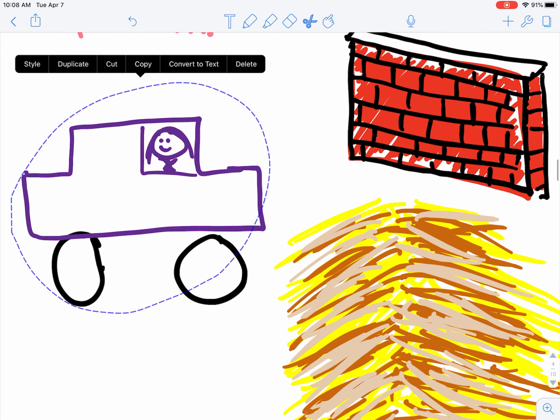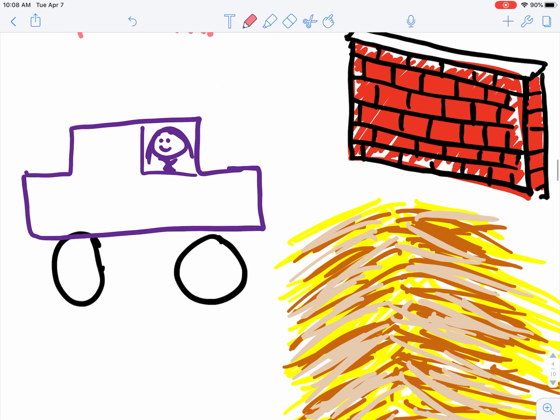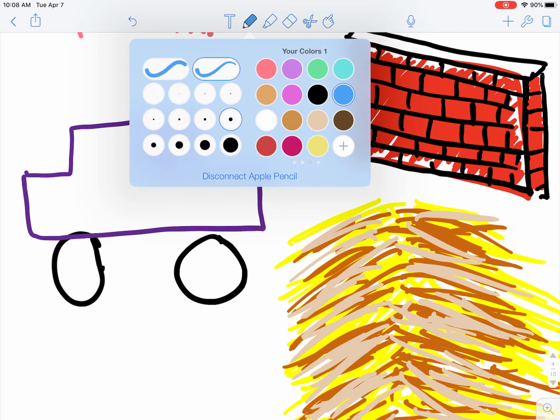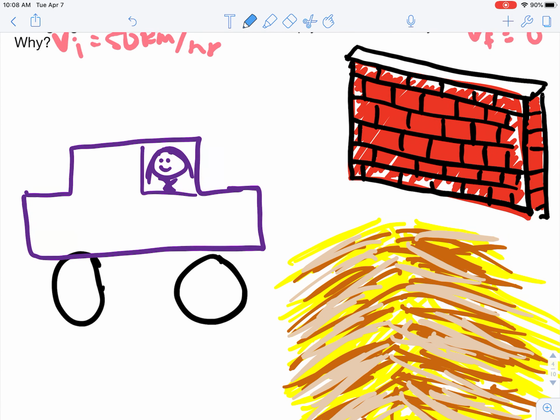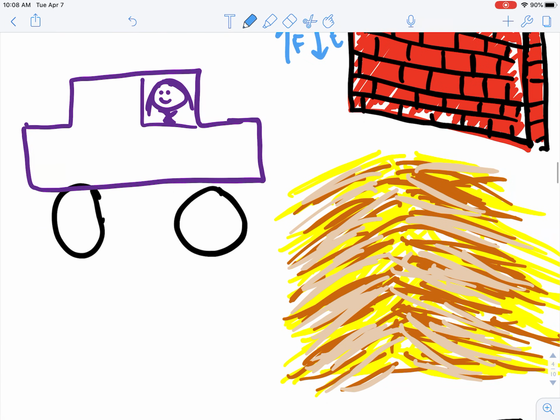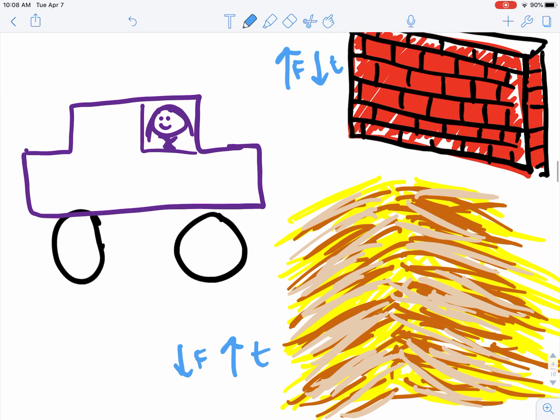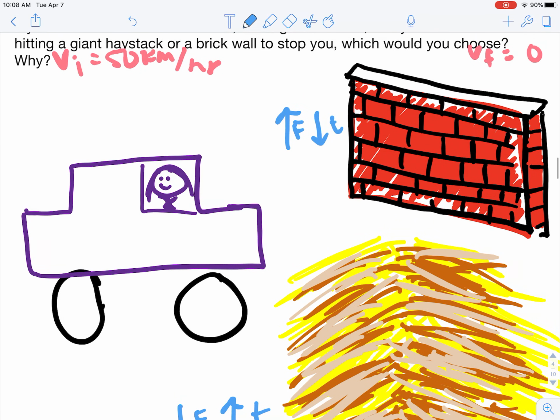going through the haystack. The big difference between each of these situations is the brick wall stops you all at once. It does apply a lot of force because there's very little time to stop you. It stops you all at once. Versus the haystack takes a long amount of time to stop you and therefore spreads that force out so that you don't feel it hit all at once.